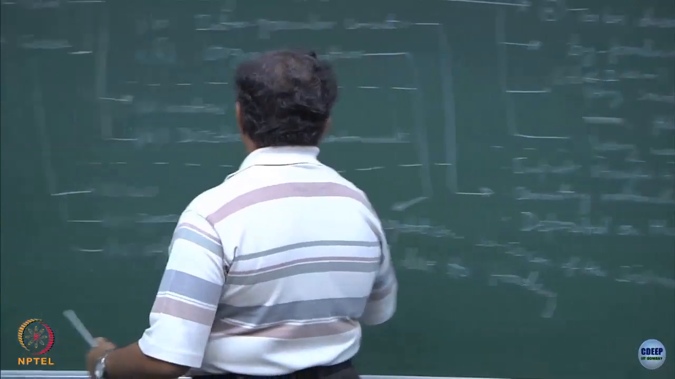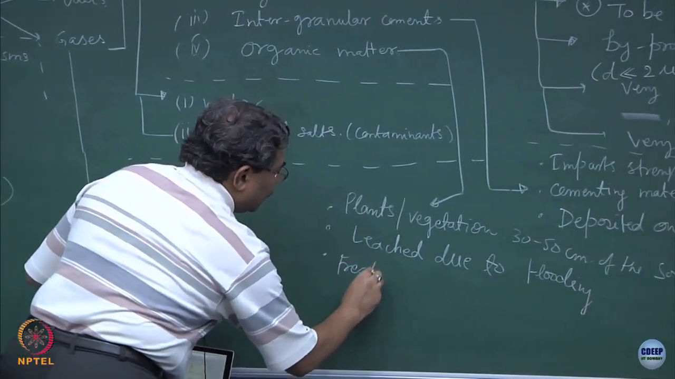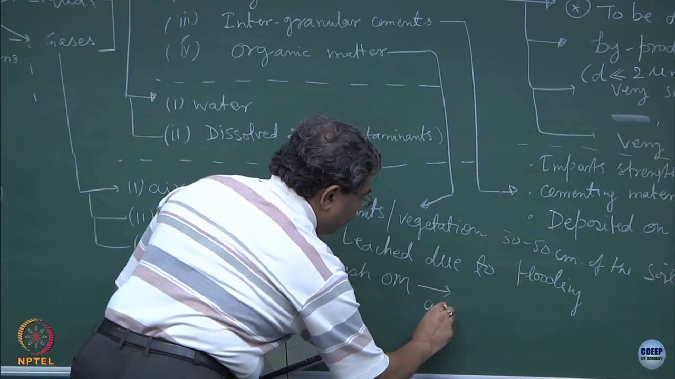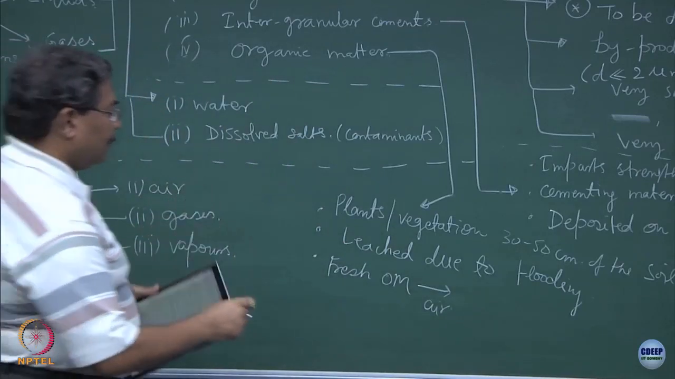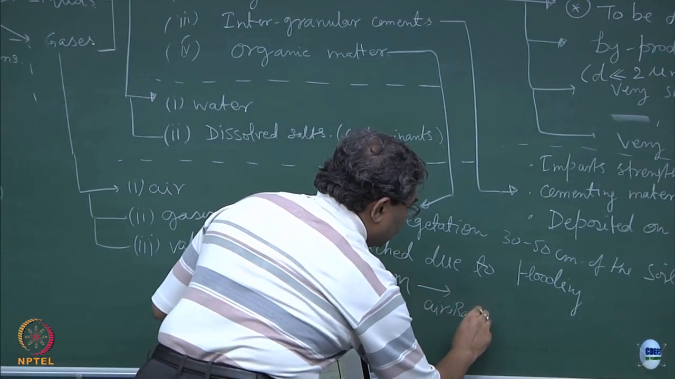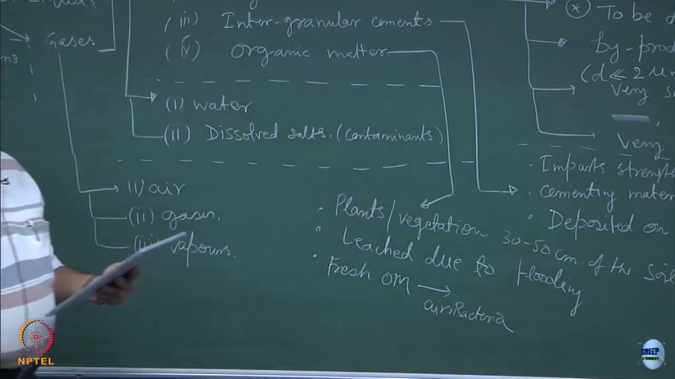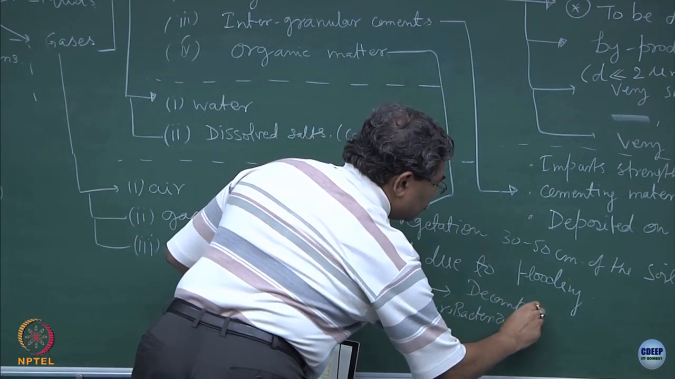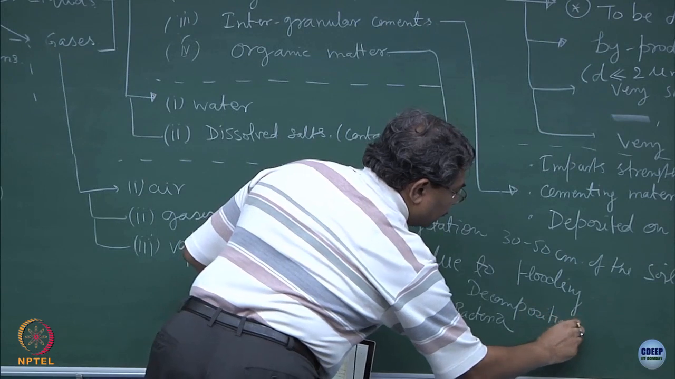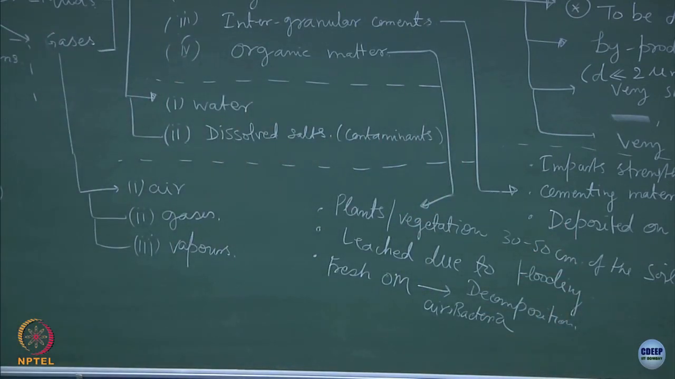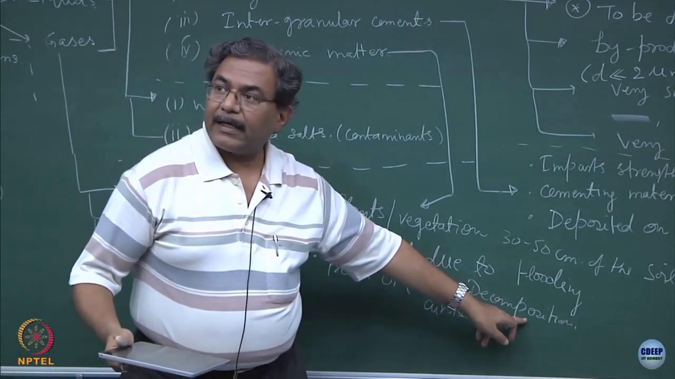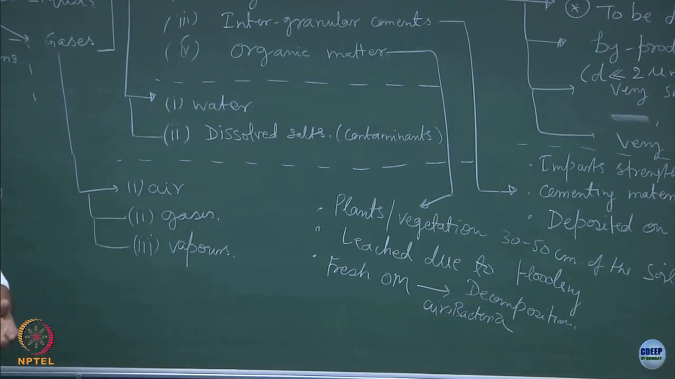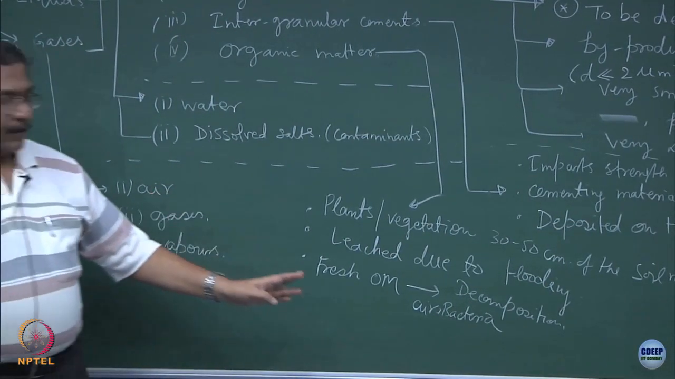So, the point is that the fresh organic waste, when it comes in contact with air and in the presence of bacteria, the decomposition starts. And after decomposition, what will happen? When soils get decomposed, they get converted into humus. You remember, we talked about humus, organic matter. Is this fine? Have you understood the whole thing?